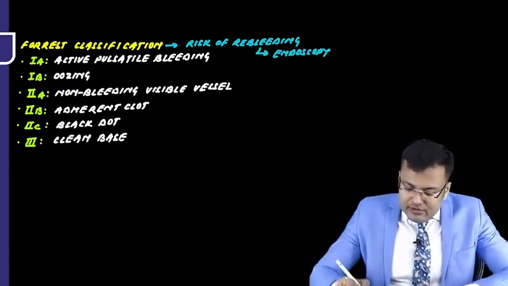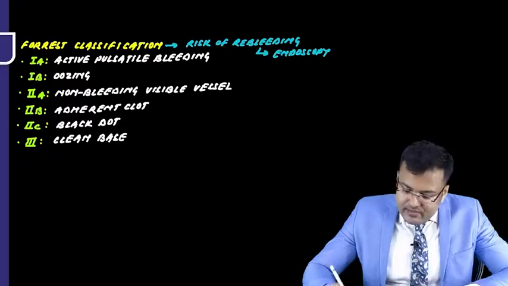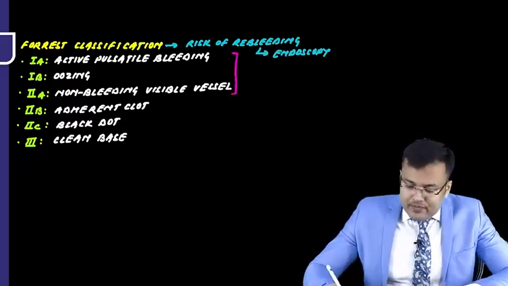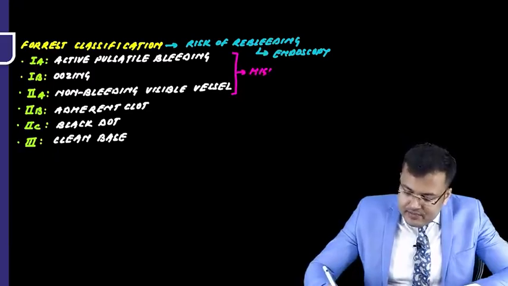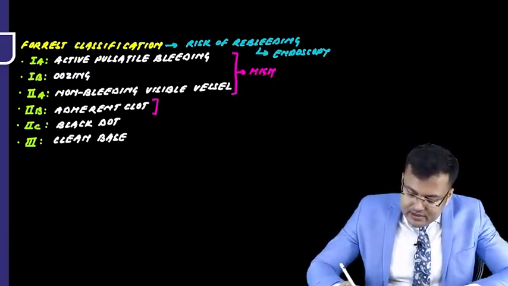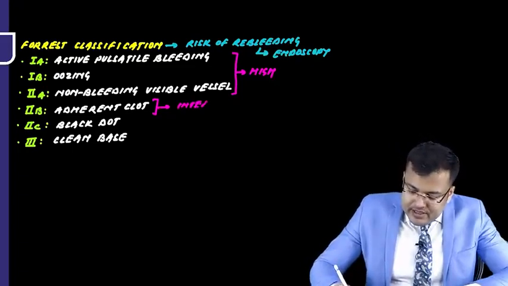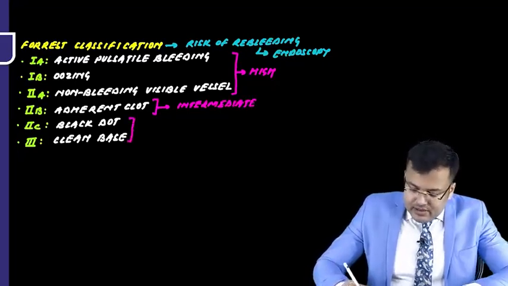Which of the following is having high risk of rebleeding? There is high risk of rebleeding in type 1A, 1B, 2A. There is intermediate risk of rebleeding in 2B. And there is low risk of rebleeding in 2C and 3.